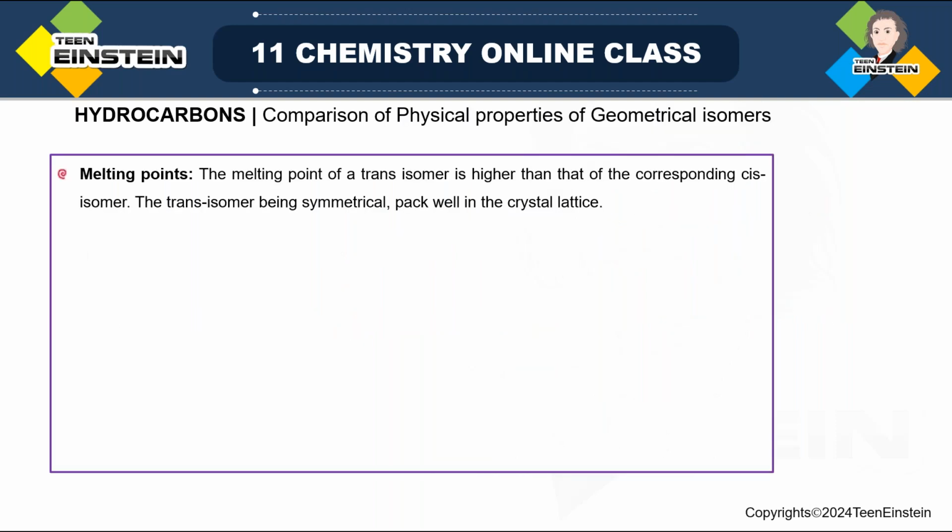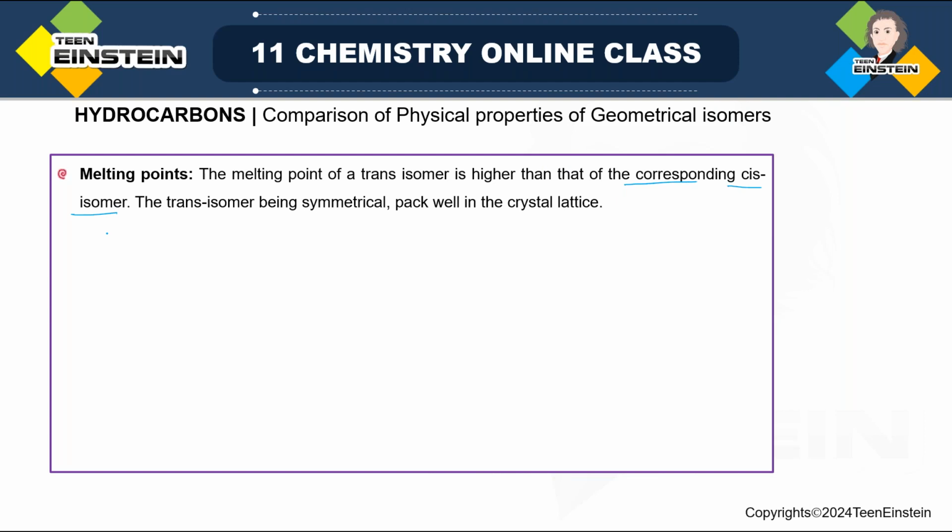Comparison of physical properties of geometrical isomerism. Though we have seen geometrical isomerism, if we specially talk about the physical properties based on the geometrical isomers, that means cis and trans, how we can differentiate on the basis of these physical properties. So melting point. The melting point of trans isomer will be higher than that of the corresponding cis isomer.